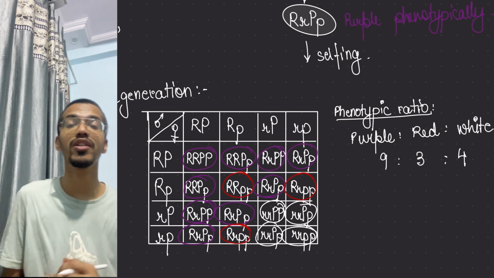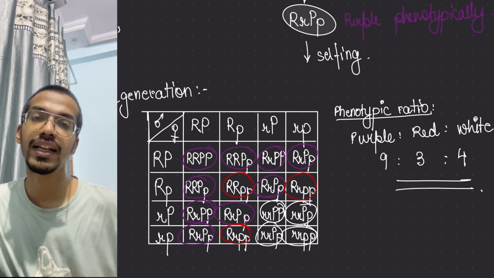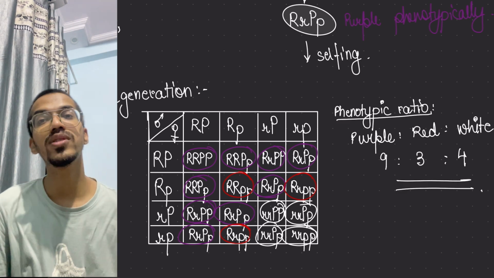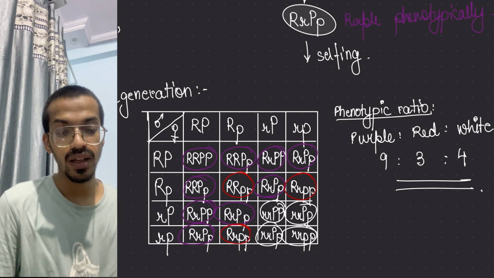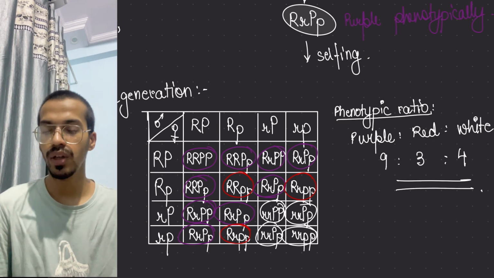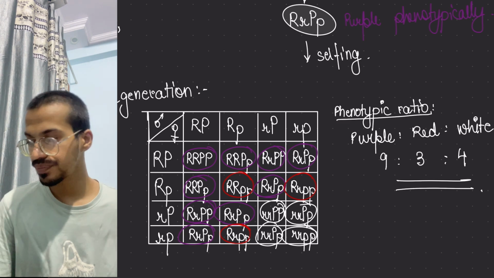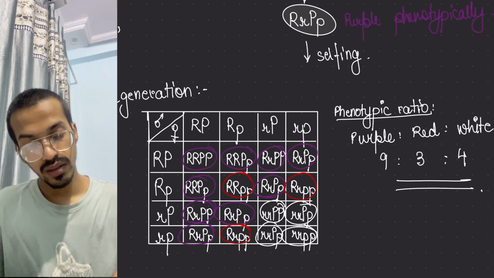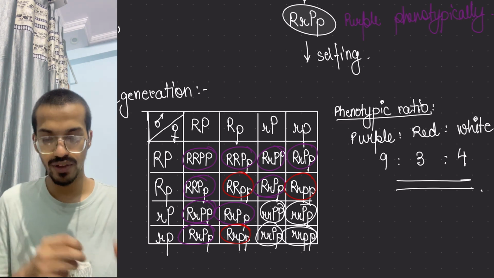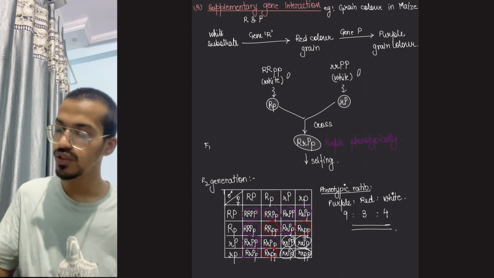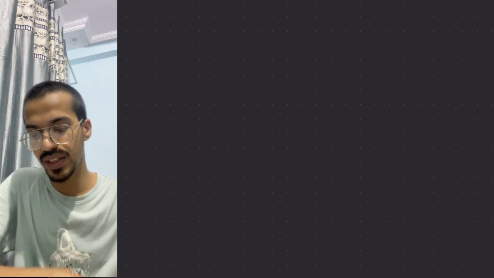See how the phenotypic ratio is changing in non-allelic inheritance. In complementary it was 9:7. Here it is 9:3:4. So this is supplementary gene interactions. After supplementary gene interactions, the next interaction we're going to do is epistasis. But before going to epistasis, let's do the duplicatory genes. It's much easier.